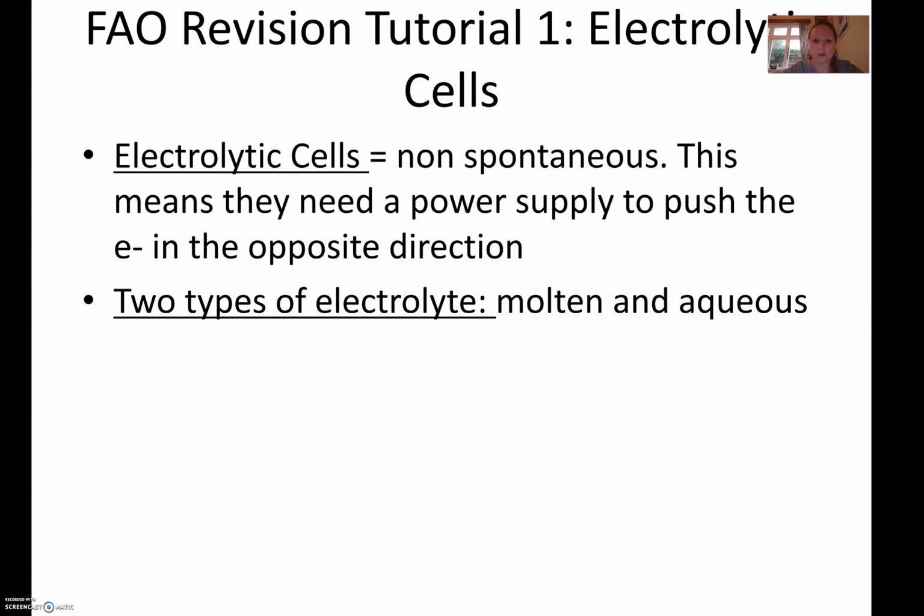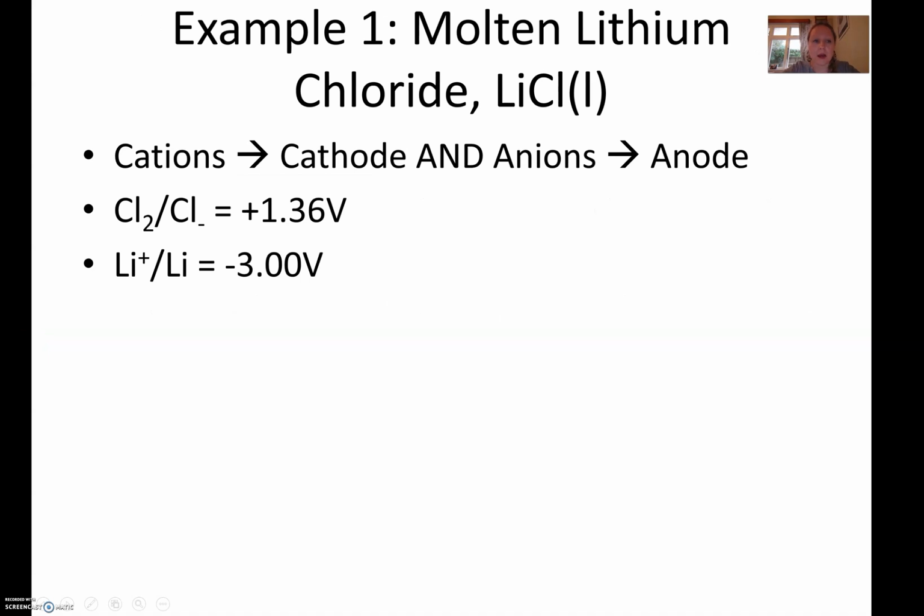So let's run through an example. It's easiest to teach this all through examples. We're going to do a molten one. Molten are by far your easiest type of electrolytic cell because exactly what you expect to happen happens. So the rule is C to C and A to A, which means cations to cathode and anions to anode.